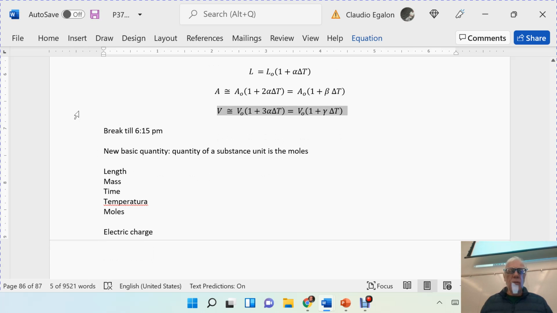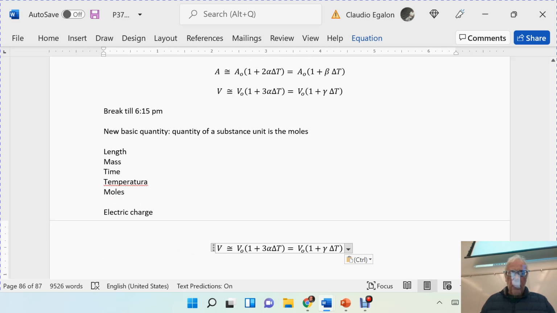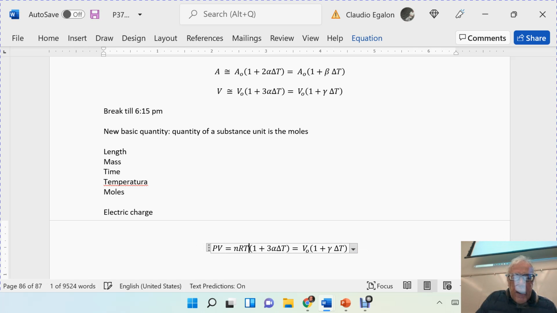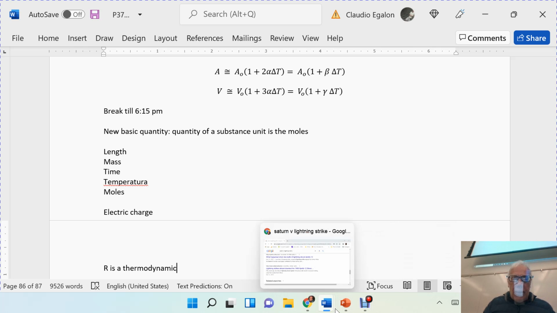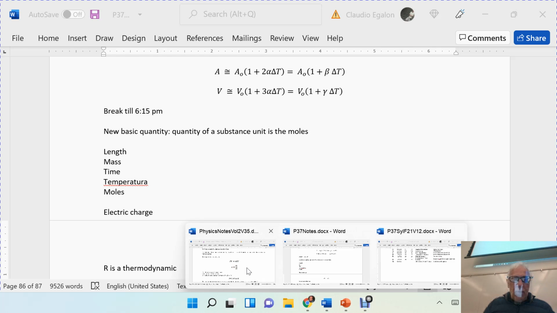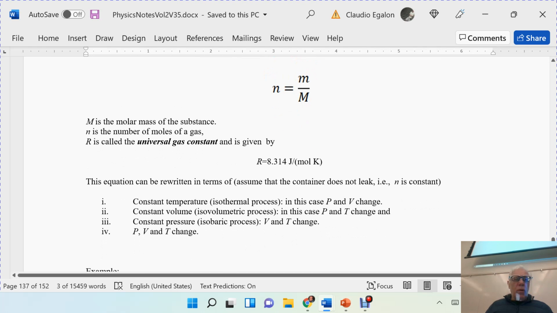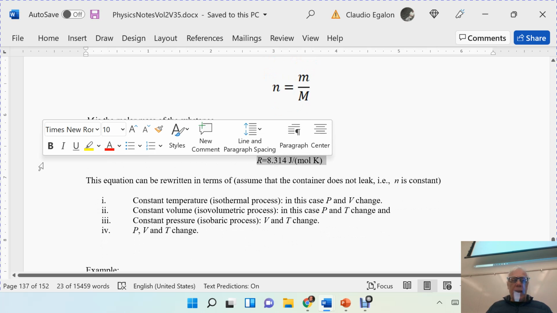There is an important relationship that you have to know. I want you to work some problems there so you get familiar with it. It relates the pressure, the volume, and the temperature that the gas is subject to. Ideal gas, by the way, this applies only to an ideal gas. PV equals nRT. n is the number of moles. R is a thermodynamic constant, just like the big G in the universal law of gravitation. Here you go, that's the value. The universal gas constant is given by that.